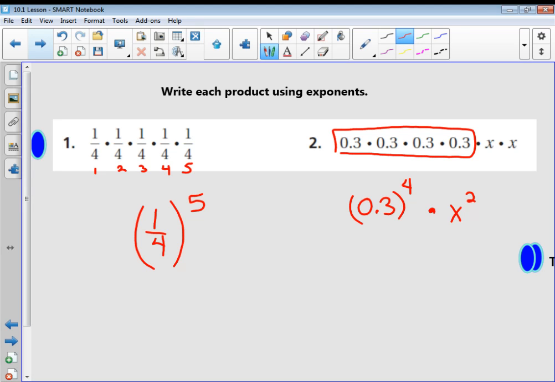Okay, so your final answer should have been 0.3 to the 4th power times x to the 2nd power, or x squared. If you didn't put your parentheses around that 0.3, that would be okay. I just chose to do that because it had that decimal in there. So once again, count up how many base numbers you have and apply that exponent as the number of base numbers that are there. Good luck with this part of the lesson.